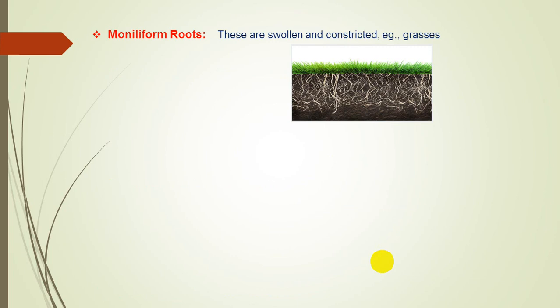The next type is the moniliform roots. These roots are found in grasses. You can see in the image they are constricted and swollen.